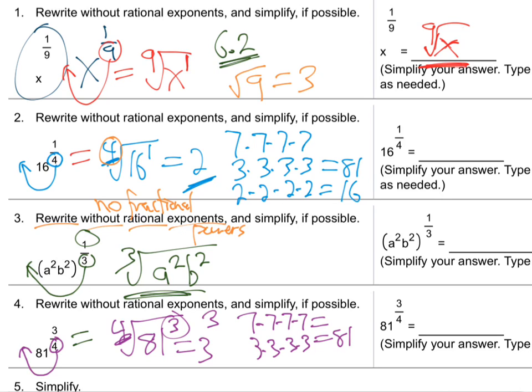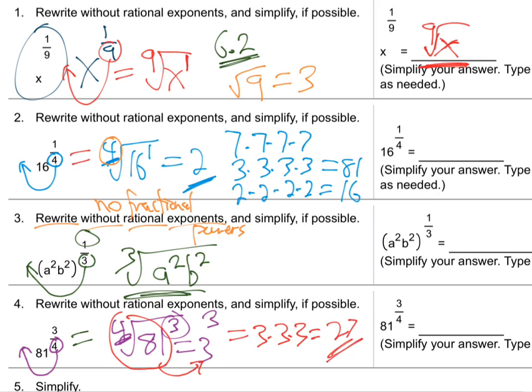Does that make sense what I did there? I just did the 4th root of 81. That came out 3, but I still got to do the third power. So the third power is 3 times 3 times 3. The answer is 27 to this one. How are we doing? Am I losing you?